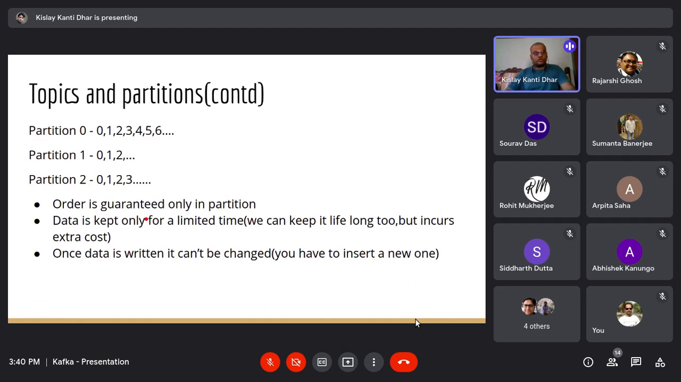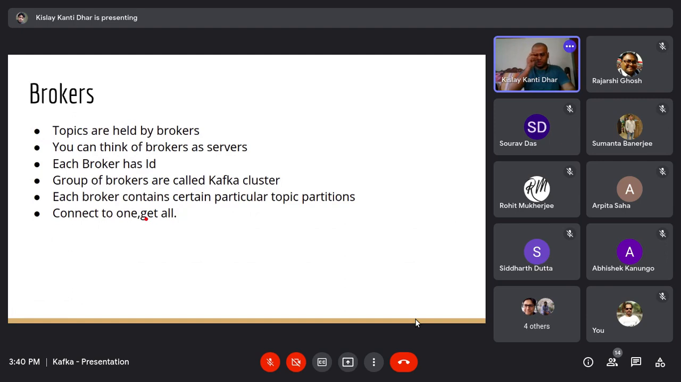So moving on to the next topic, brokers. What are brokers? You can consider brokers as servers, and these brokers hold the topics, and each broker has an ID. That's how you will identify them. A group of brokers is called a cluster. I will be showing an example that will make it more clear. The partitions will be placed according to the logic that Kafka has inside. I will explain that. One best thing is that if you connect to one broker, you will access all brokers, and you can get the topics and partitions that they contain.